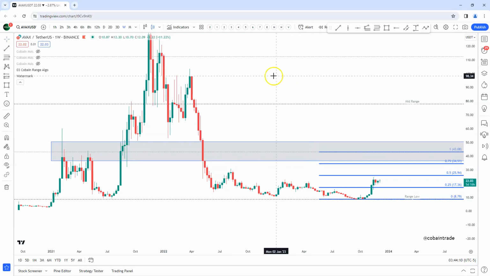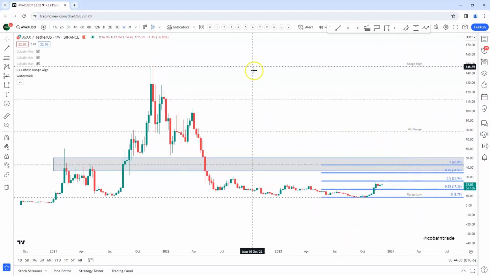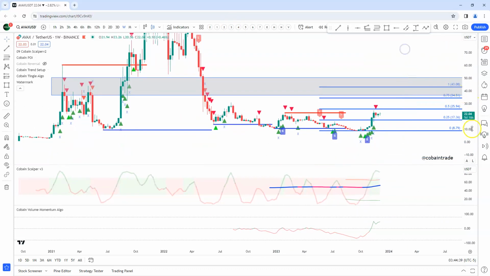One of the reasons that I'm particularly interested in Avax at the minute is, while the ranges look interesting and price has moved up quite a lot from the lows, so 100%, it's doubled in the last 3 or 4 weeks, one of the reasons that I'm particularly interested in following this, and using the range algo to help us define the ranges, is that the bots have been really keen to get involved.